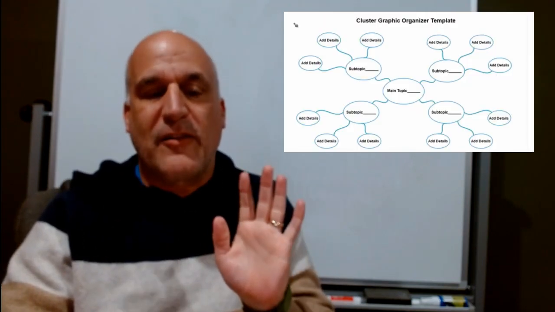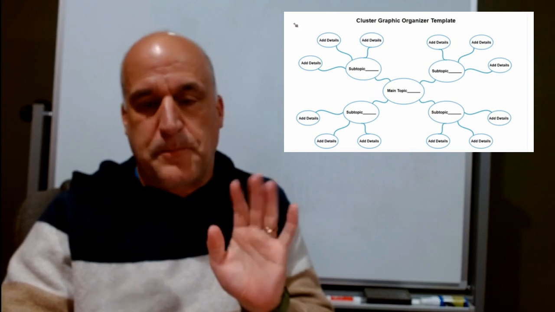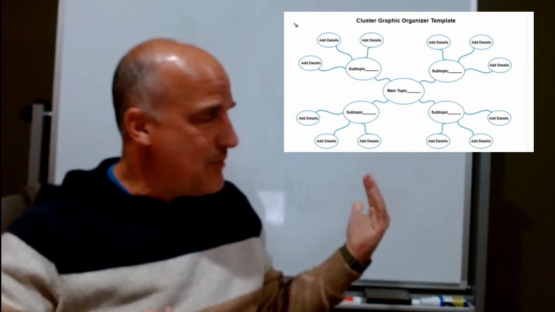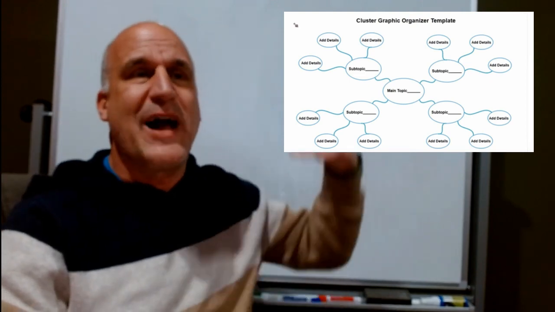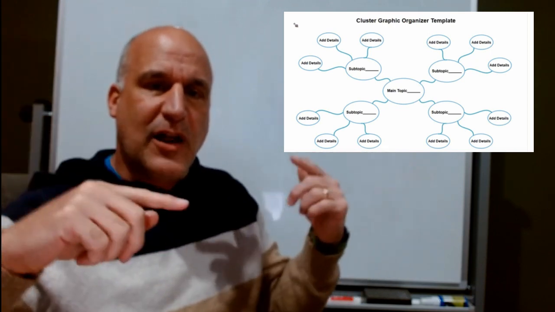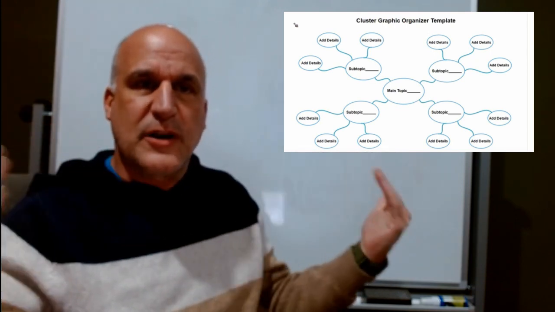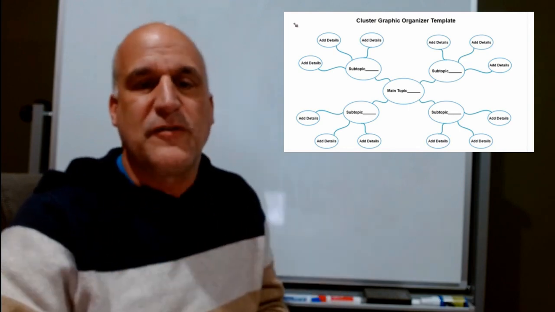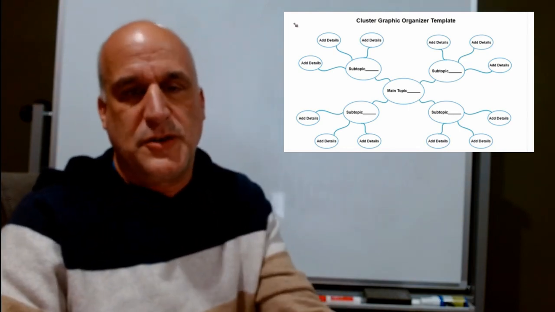Here's a more advanced cluster one. Well, you have main topics, and under those main topics, you have subtopics. And under those subtopics, you'll add details about those subtopics. But again, all the different lines, all the different clustering lead back to the main topic or the main idea, which helps them to focus what it is that they're doing.